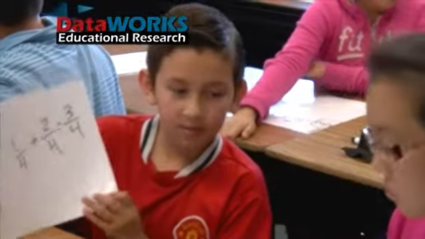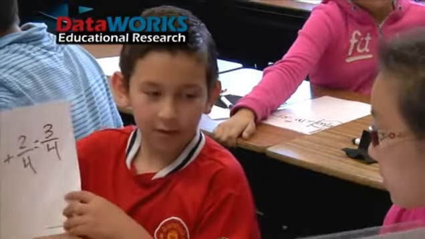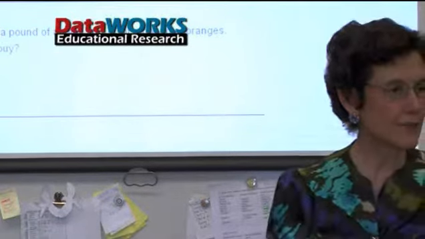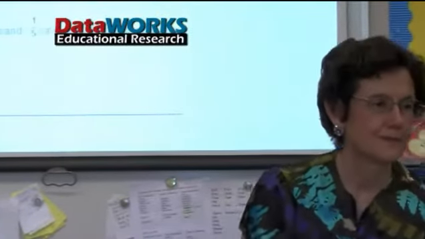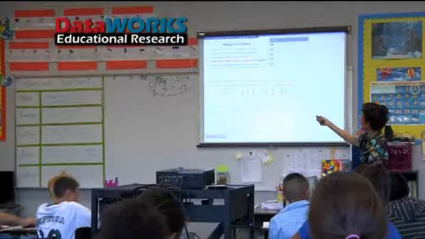You added correctly because you added just the numerators and you left the denominators the same. What do you have on your whiteboard? 3/4. And why do you have 3/4? What did you do? 1/4 plus 2/4 equals 3/4. So what do you do with the numerator? You add them. And what happens with the denominator? It stays the same.